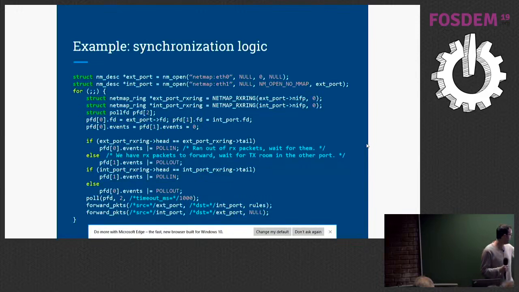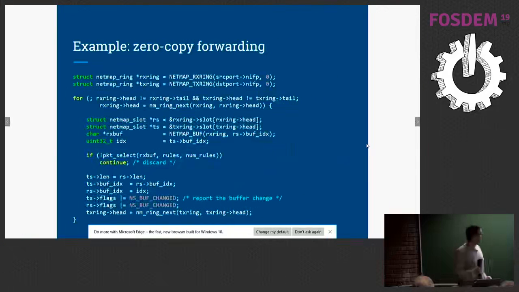And then I call the poll function. When poll returns, it means that some events are ready. And so I can forward. And I forward in both directions, right? From the external to internal, and the other way around. This is the function that implements zero copy forwarding.